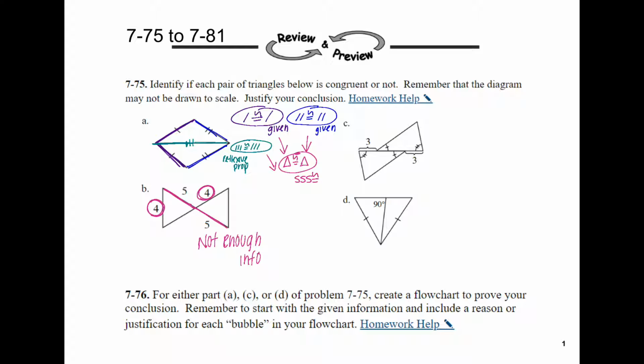Looking at example C, we first can look at these angles right here that have one tick mark, so the angle with one tick mark is congruent to the angle with one tick mark, and we can say that is because that is what we were given. We can also say that our angle with two tick marks is congruent to our angle with two tick marks because that was also given to us.